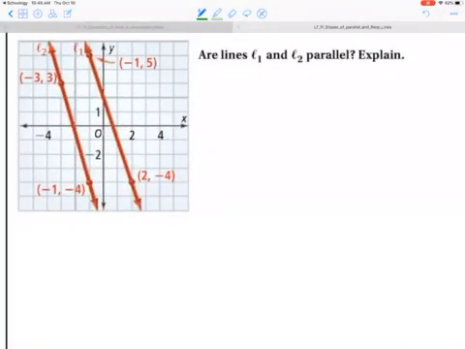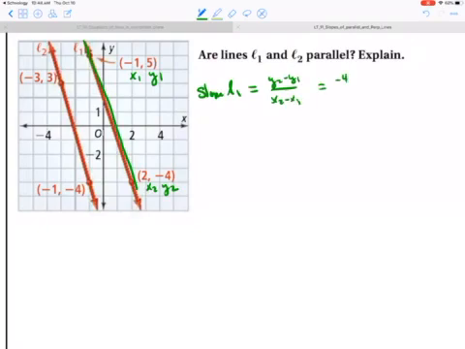If we're given two lines and we want to see if they are parallel, we should find their slopes. So the slope of L1, looking at this line right here, I'm going to use these 2 points, x1, y1, x2, y2, and find my slope, which is y2 minus y1 over x2 minus x1, change in y over change in x. So I'm going to do -4 minus 5 over 2 minus -1. I get -9 over 3, which is -3.